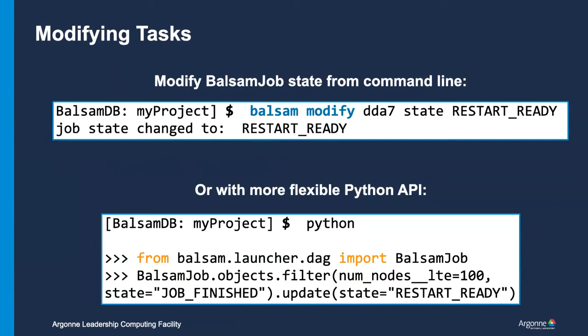If you need to do this for a large number of tasks, it's usually much more convenient to use the Python API. So here I have a similar example where we actually start a Python shell, import the BalsamJob object, which allows us to filter. And here we're querying for jobs that run on less than or equal to 100 nodes and that are finished. And then we update those jobs to restart ready so that they can run again.